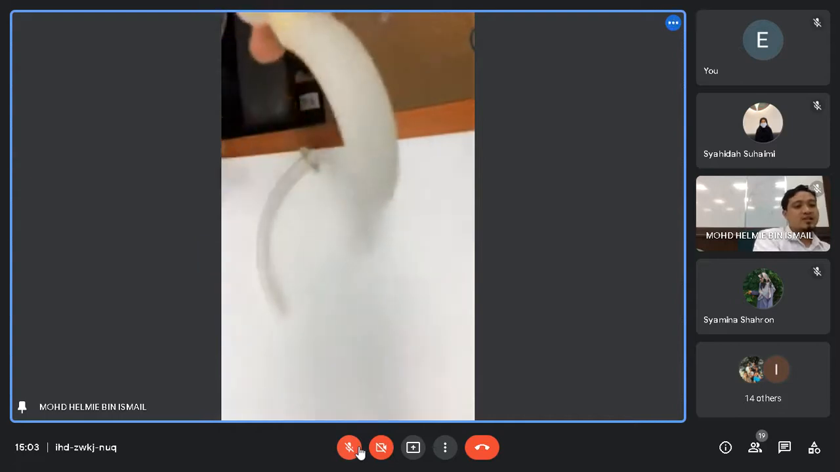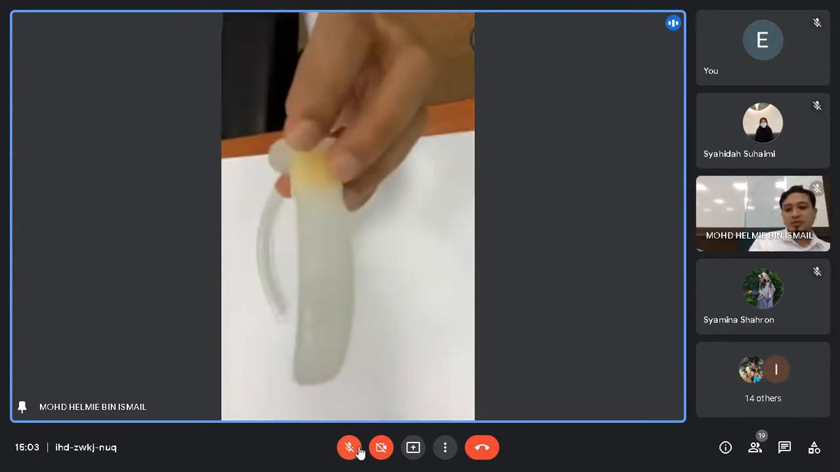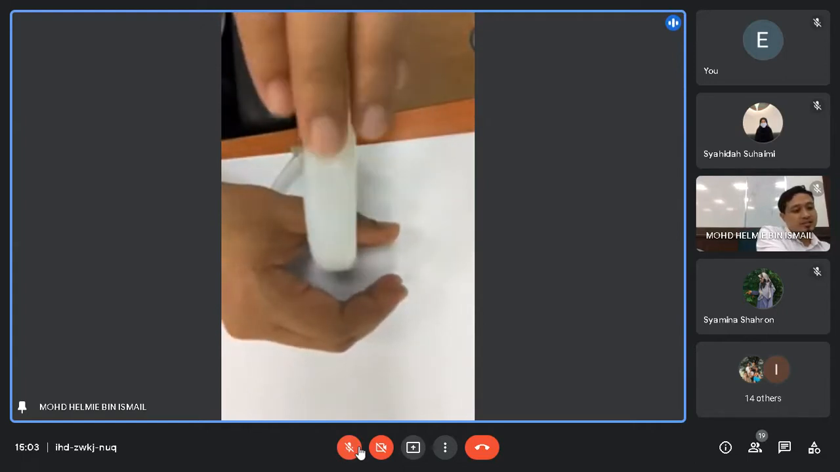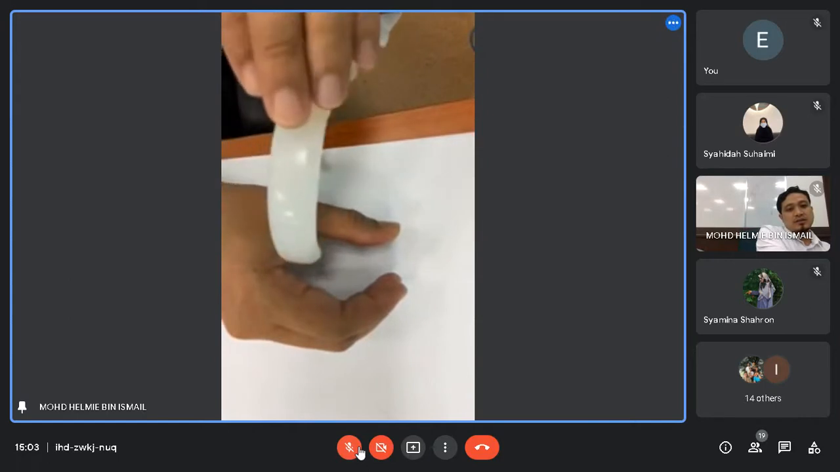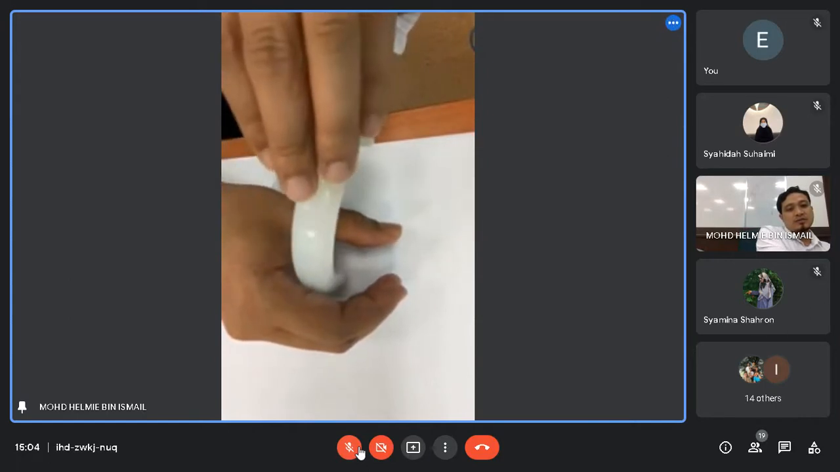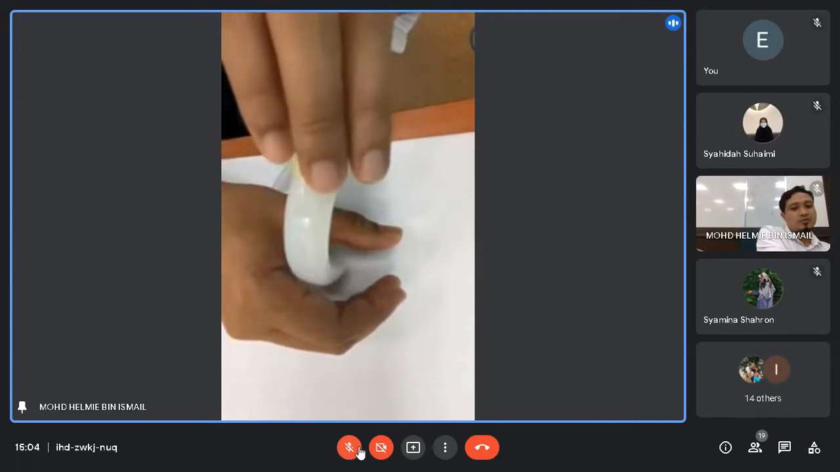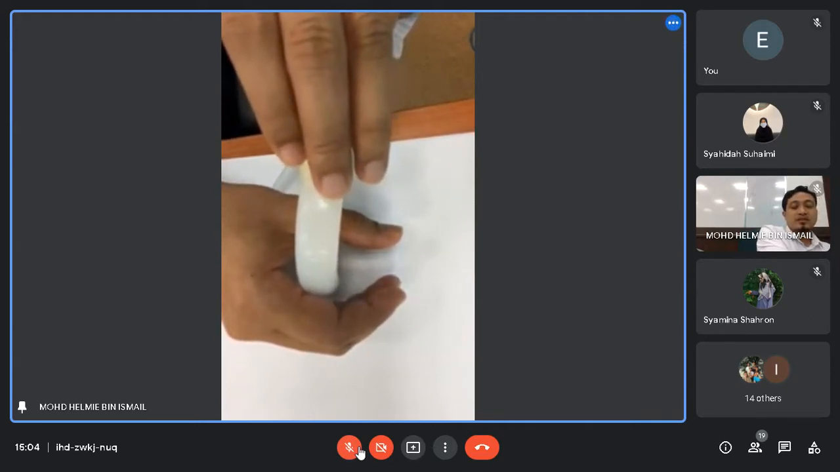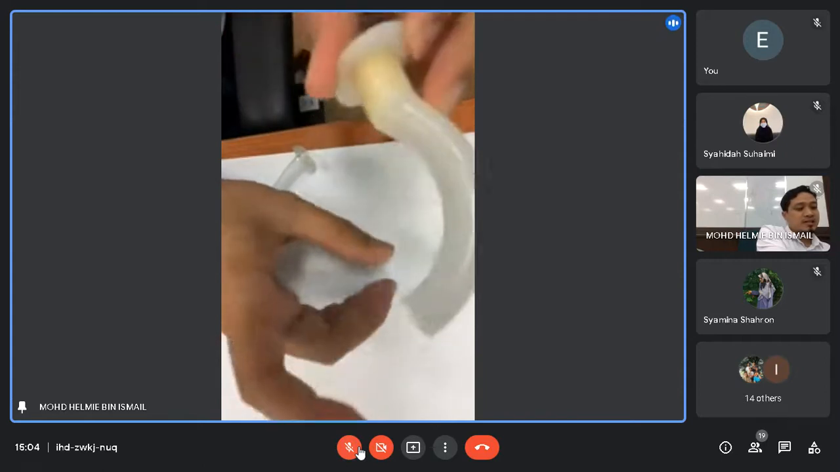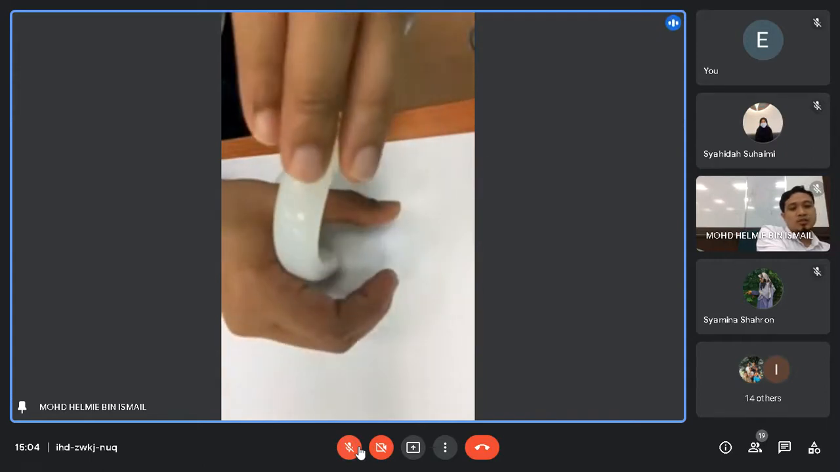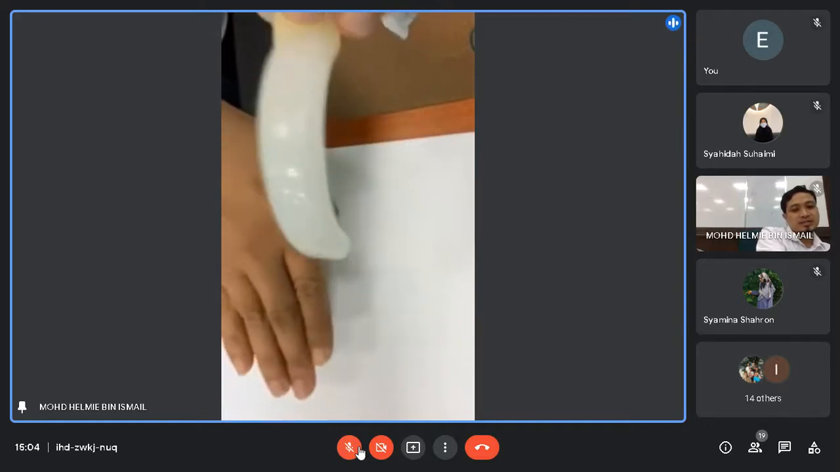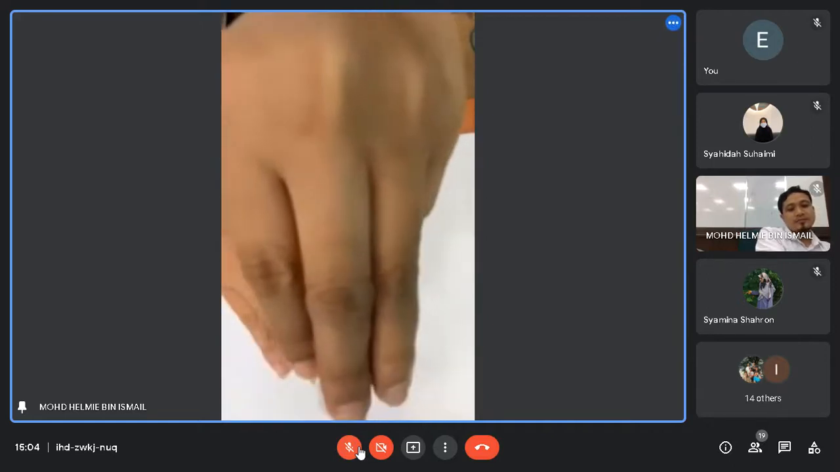Second technique, you need to have a tongue depressor. You take the tongue depressor, you depress the tongue, and then to insert, just follow the contour of the shape of the tongue. So basically the tip is downward. And then you depress the tongue using the tongue depressor, and then you insert.